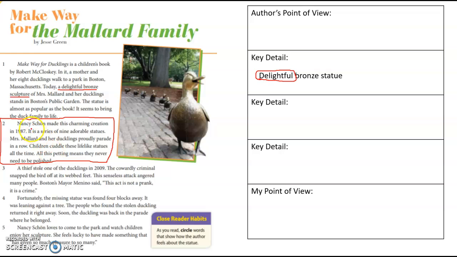You may have pointed out the word charming. Nancy Schoen made this charming creation in 1987. So I see the word charming here. Now, Jesse could have used the word hideous. Jesse could have used the word ugly, but Jesse chose to use the word charming. So again, that word is going to help us decide how Jesse Green, the author, feels about this topic.